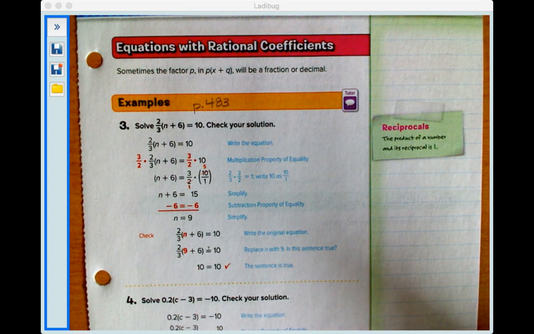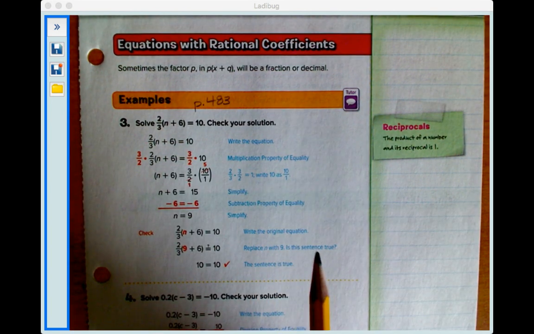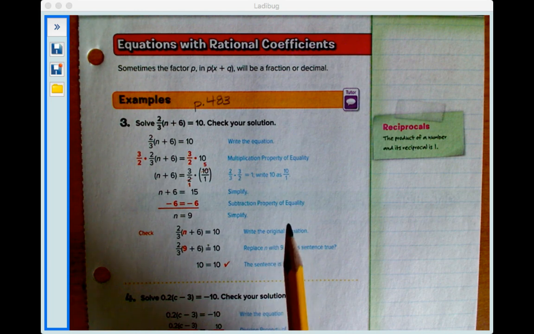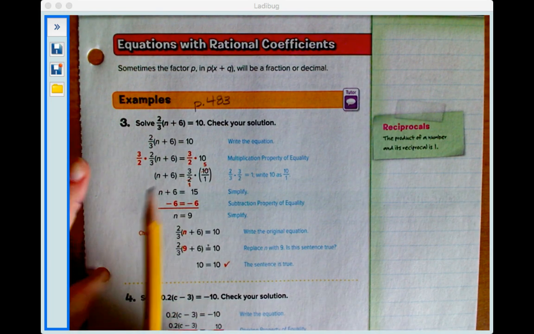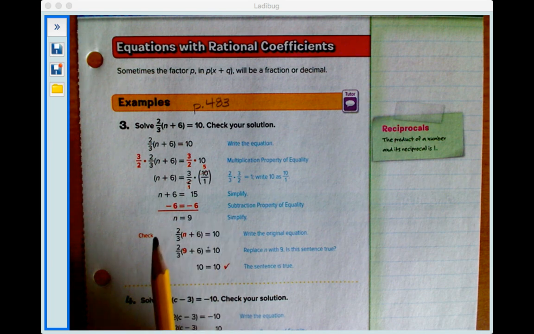Let me walk you through some numbered examples first. So, previously, just like one-step equations, we've done them with rational coefficients. This time, we're going to work with them in two-step equations. Same thing we've done before. We work backwards with PEMDAS to solve.